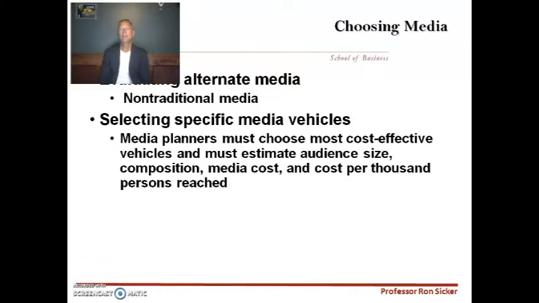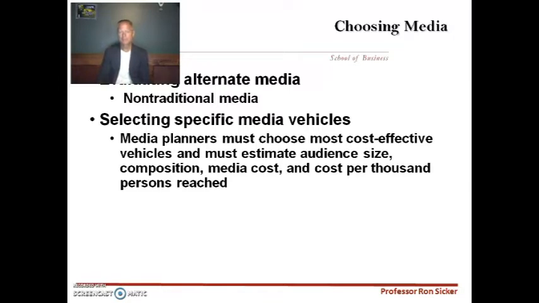Non-traditional media would be posted placards. Non-traditional media would be having TVs like they have at warehouse places like BJ's, advertising in the back of a seat in an airline, and those types of things. Those are all non-traditional media types.